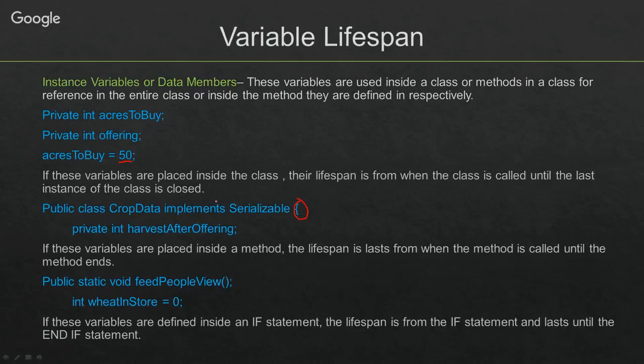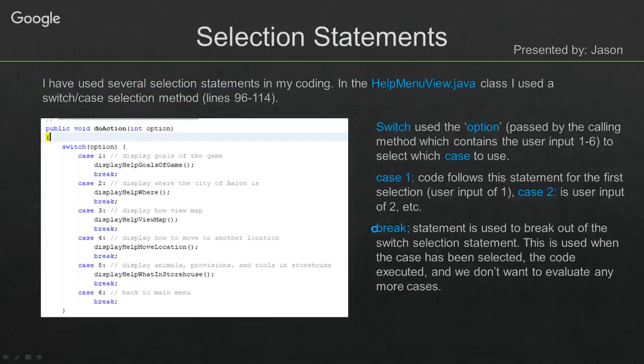Exactly. That's perfect. So if the variables are defined in an if statement, the lifespan is from the start of the if statement and lasts until the end of the if statement. So you can define the lifespan of each variable depending on how long you want it to last. It all depends on if you're using an if statement or just the curly brace. Perfect.